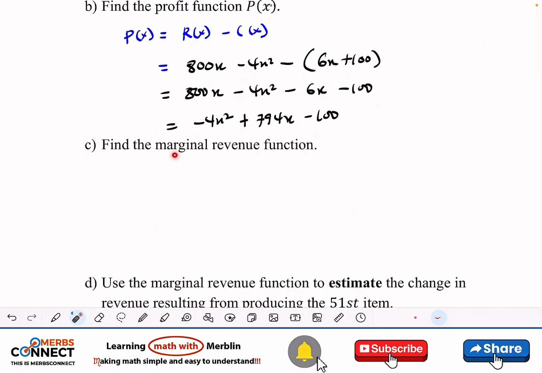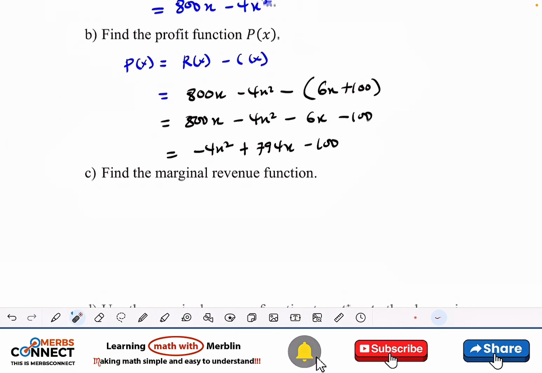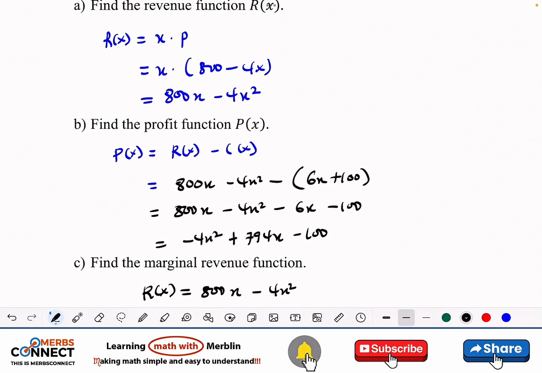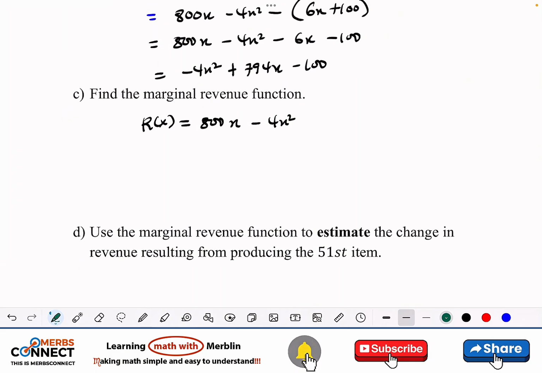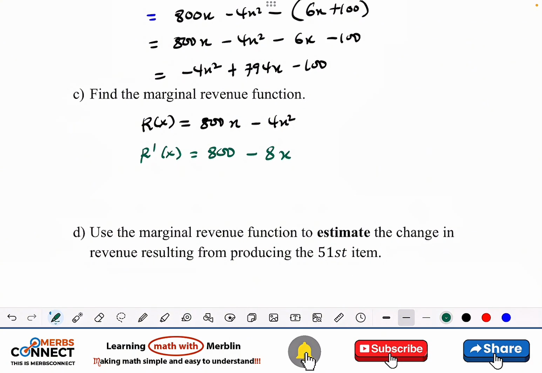Let's look at the marginal revenue function. Since we are talking about revenue, it means that we need to differentiate the revenue function here. So we know that revenue is equal to 800x minus 4x squared. So let's do the differentiation, which will give us the marginal revenue. So I'm going to have r prime of x to be equal to 800 minus 8x. That will be the marginal revenue.